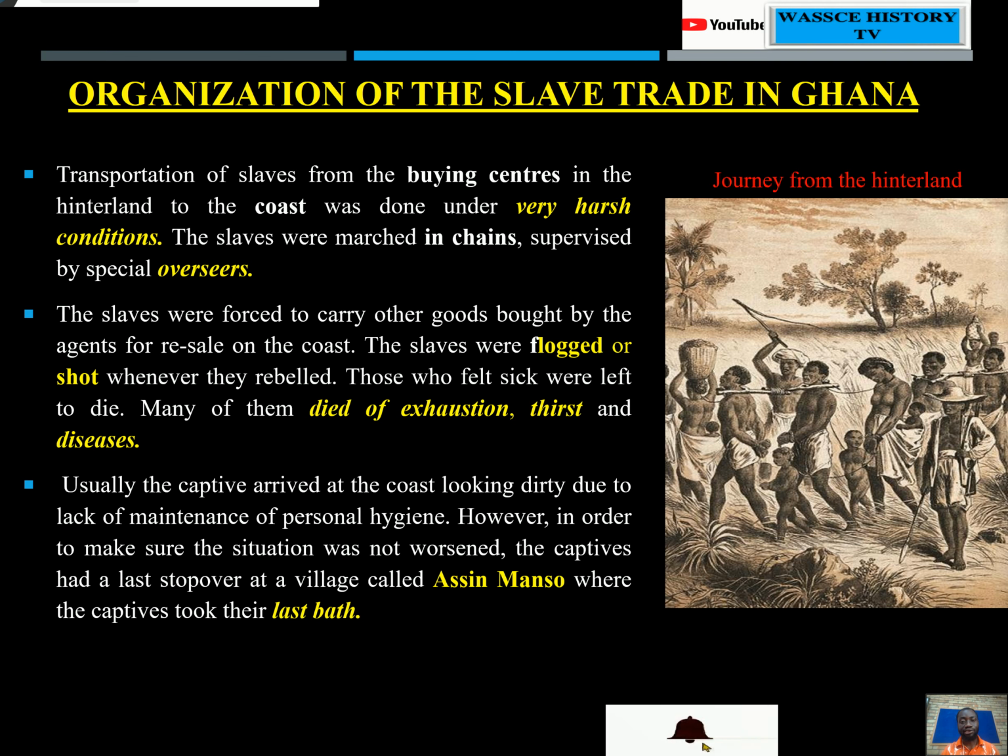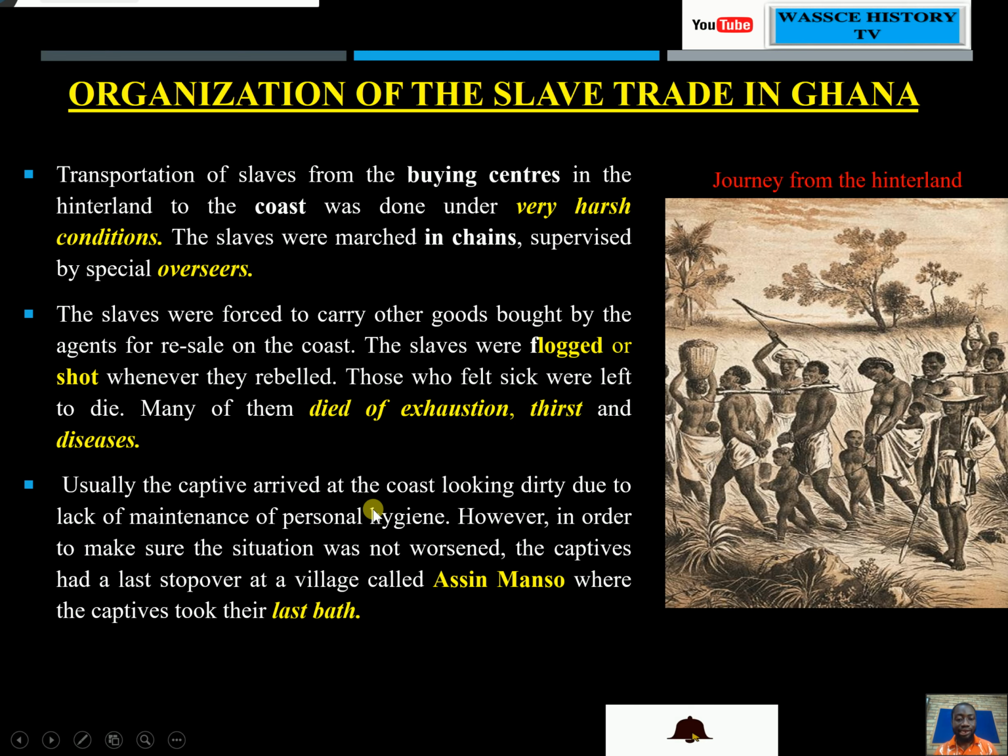It's more or less like going to the market to buy tomatoes, and coming back and realizing that some of them have gone bad on the way. Of course, you can't get all your commodities intact. That's exactly the same thing that happened to slaves. No matter the number of slaves you take, you usually get casualties.